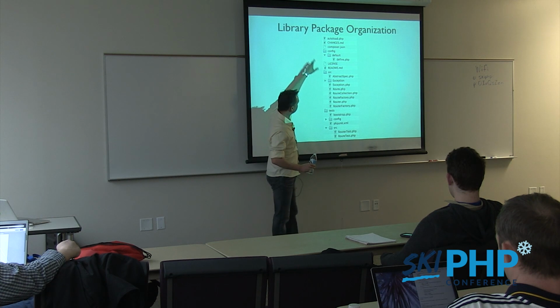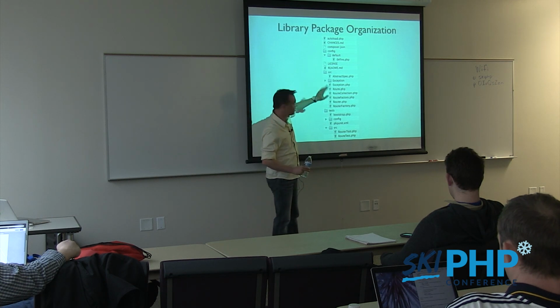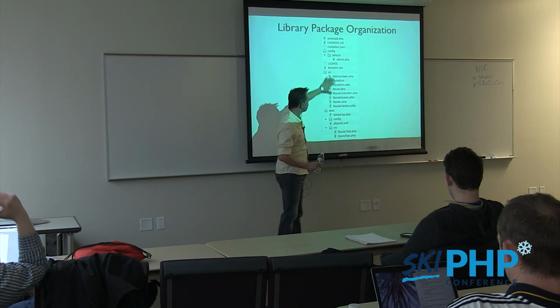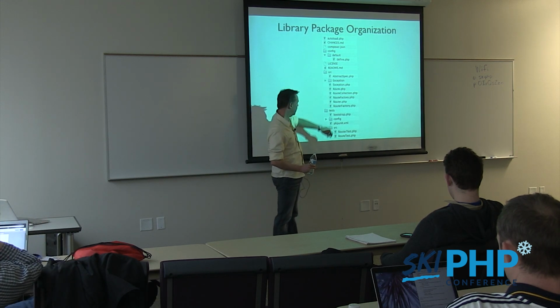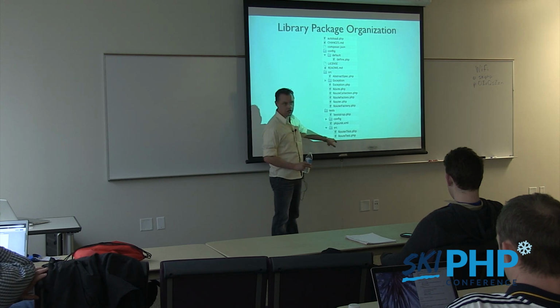All this up here is your composer.json and whatever. The important parts are source and tests. These can be named whatever you want. These are sort of semi-standard. Source has all of our classes for a router in this case. Tests has our bootstrap, our phpunit.xml, and then the tests for the source code.